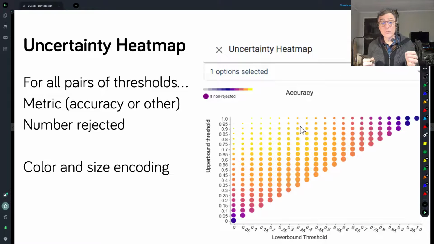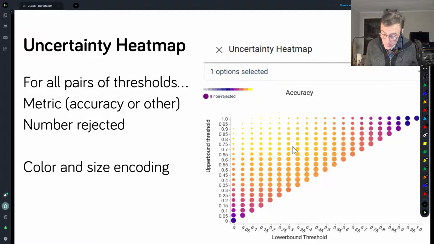Another experiment we've tried was to use what we call the uncertainty heat map. We take all pairs of threshold, the lower bound and the upper bound, and for each one of those, we need to know how many items are rejected and what the performance is. So we have to show 2 numbers. We map one to color and one to size.